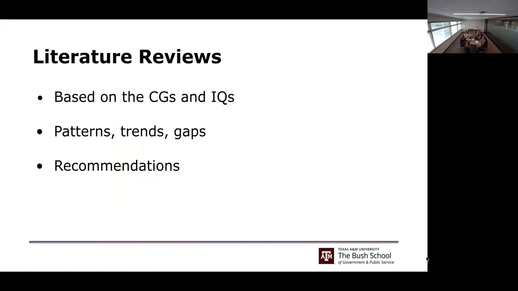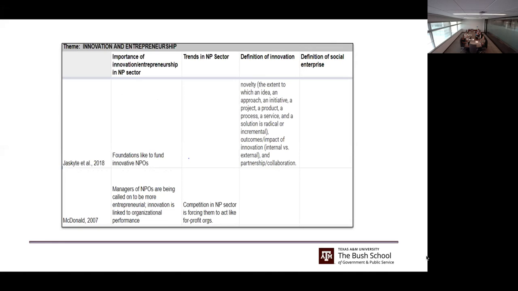We conducted literature reviews on all the topics found in the curricular guidelines, on the indicators of quality, and on a few other topics like member associations and diversity, equity, and inclusion. We sought to identify patterns, trends, and gaps in the literature, and also identify recommendations. And here you can see just a small sample of how we organized a lot of our literature.